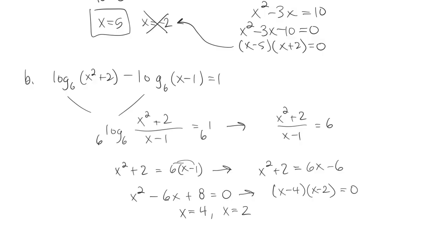We need to make sure that none of those are extraneous. 4 squared plus 2, that works. That's positive. 4 minus 1 is positive. So those are good. 2 squared plus 2 is positive. 2 minus 1 is positive. They both seem to check out.